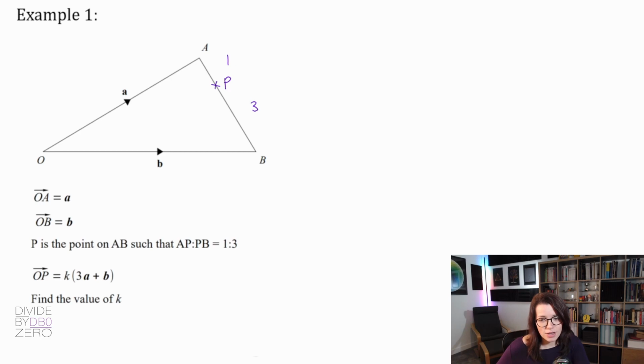Next, the question says OP is k times (3a plus b), and our job is to find the value of k. It can be difficult to know where to start with these kind of questions, so I'd recommend just starting with looking at the information you have, thinking about what you want to try and find, and in this case they're talking about vector OP, so let's find vector OP on the diagram. There's different ways of getting from O to P, but one way you could get there is going up here and then down here. So on the side we can write OP equals OA plus AP.